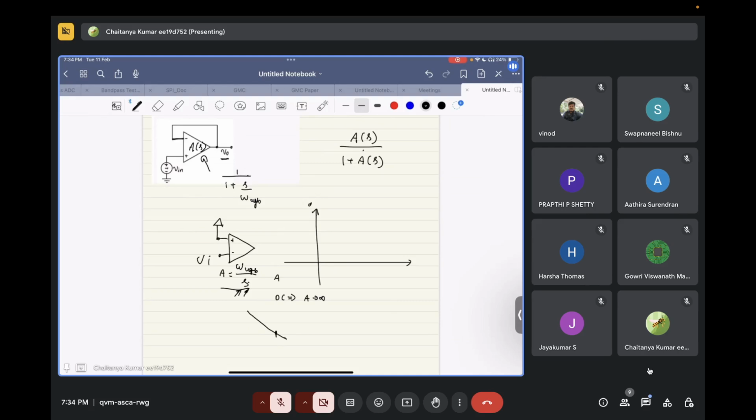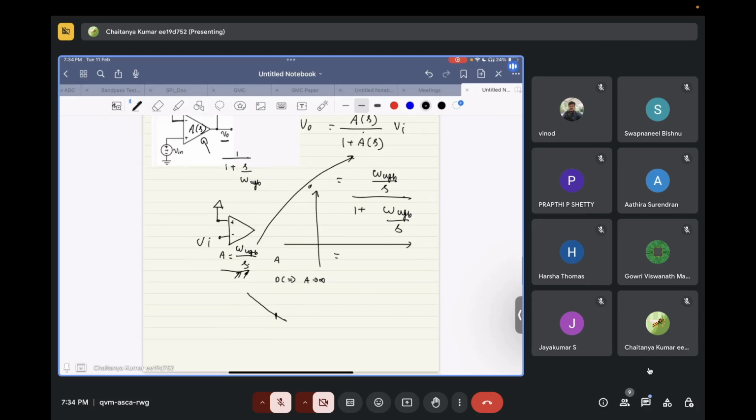You can do the specifics of this math. You will arrive at this transfer function. Now, if you substitute this in this equation, what you will get is omega UGB by S divided by 1 plus omega UGB by S. If you take omega UGB by S common, you will get this as 1 upon 1 plus S by omega UGB. So this is basically the transfer function from input to output.